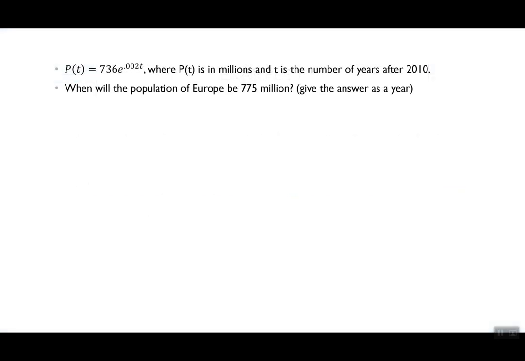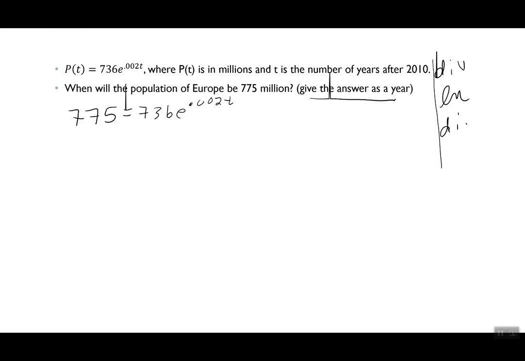So I'm going to stay with this idea of how Europe was growing and ask, can we figure out when the population will reach 775 million? Look at it, it says give the answer as a year. So here in the future, I want it to be 775 million, and that's 736 e to the 0.002t. So I'm solving for time. I discuss a lot that when you're solving exponential equations, you'll often find yourself needing to divide, then take the natural log, then divide again.